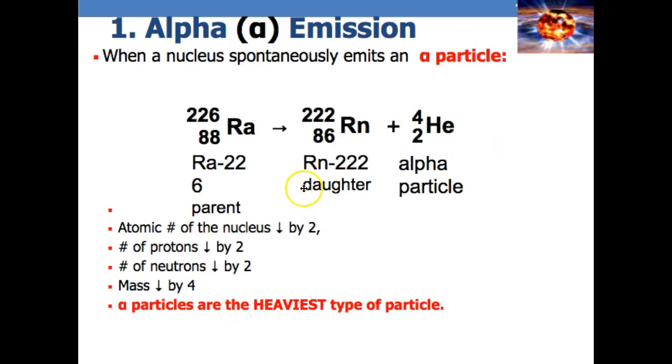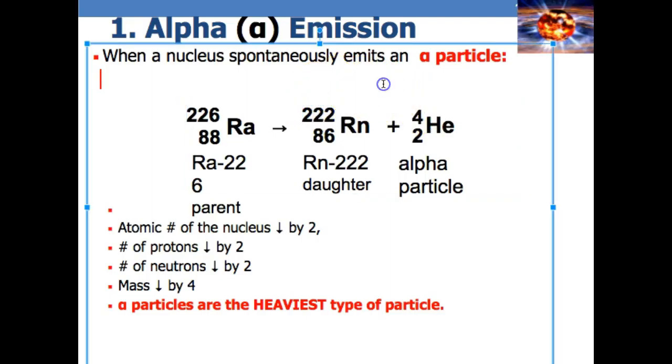What happens? Well, let's look at the mass. The mass on the left is 226. That means the mass on the right has to be 226. So 222 plus 4 is going to add up to 226. Conservation of mass. Let's look at the charge. Charge on the left is 88. Charge on the right has to be 88. 86 plus 2 equals 88. So even in nuclear reactions, conservation of charge, mass, and energy. What happened when the alpha particle was released?